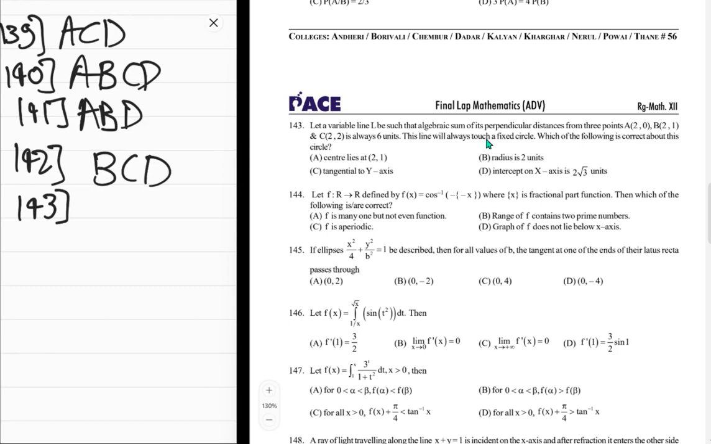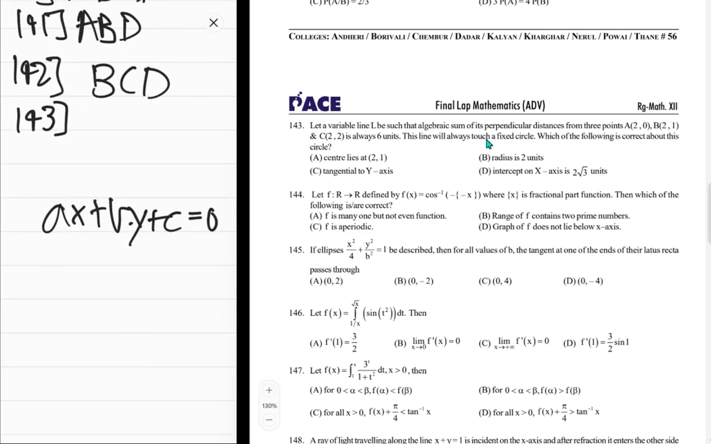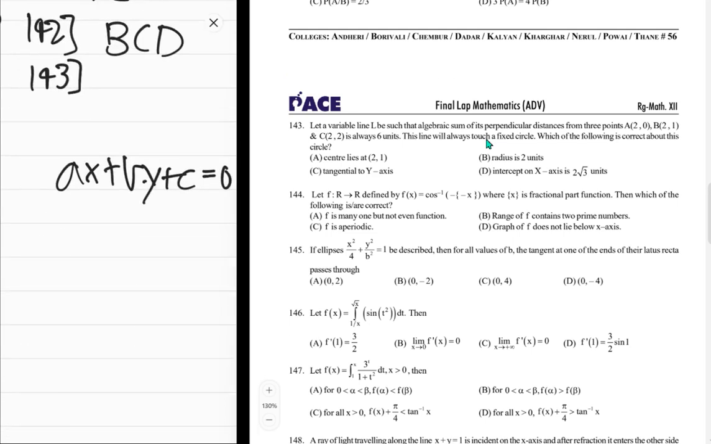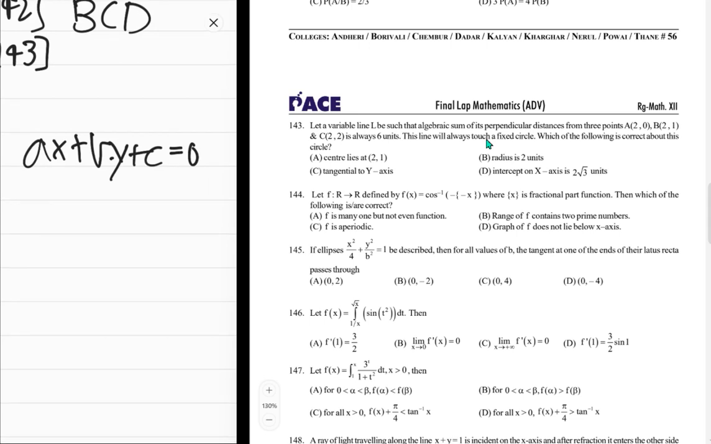So the perpendicular distance from 3 points is always 6 units. Let's say that line is ax plus by plus c equal to 0. Essentially, the line will always touch a fixed circle, it's a tangent to a fixed circle. That means its distance from a fixed point is always constant, right? Perpendicular distance. Hey, that's actually very doable. Yes, so this is the line.